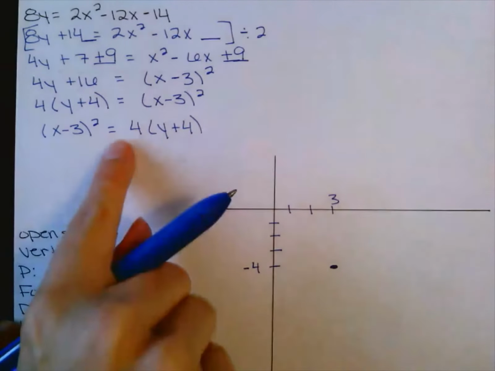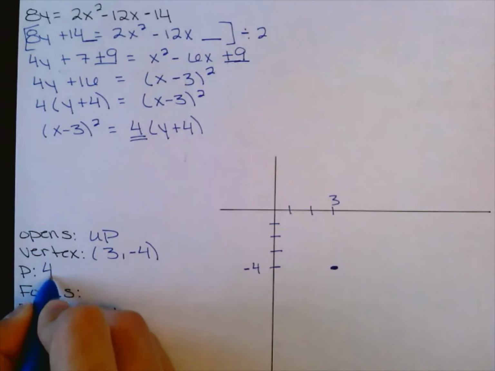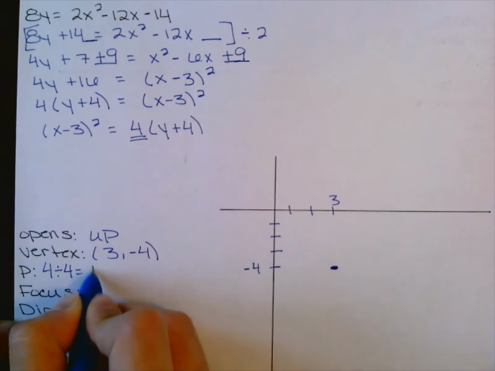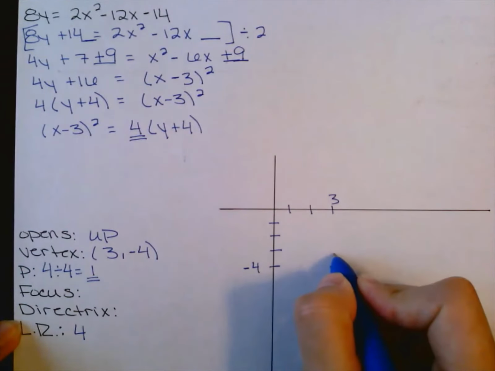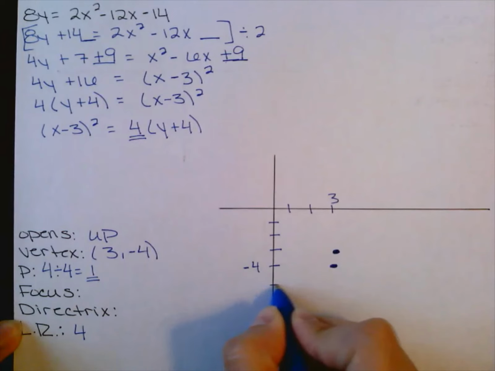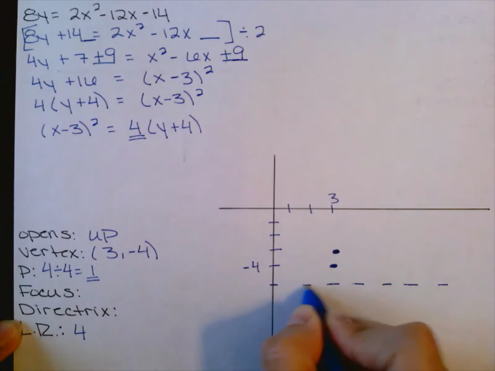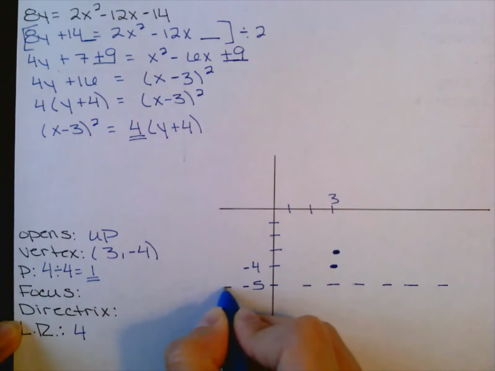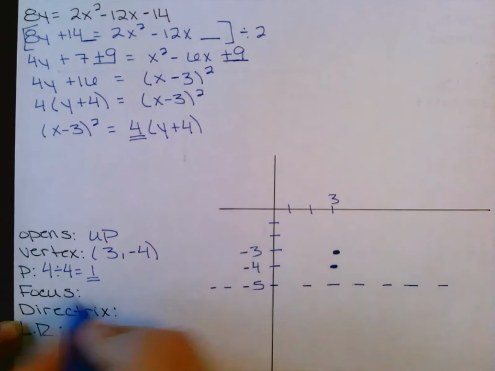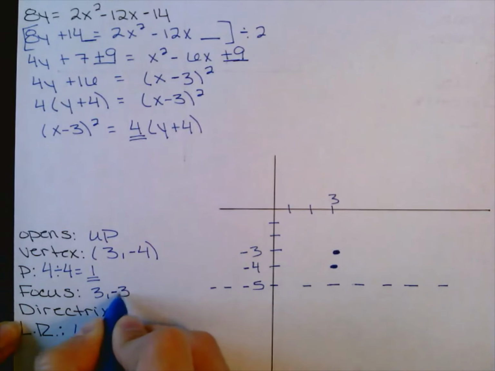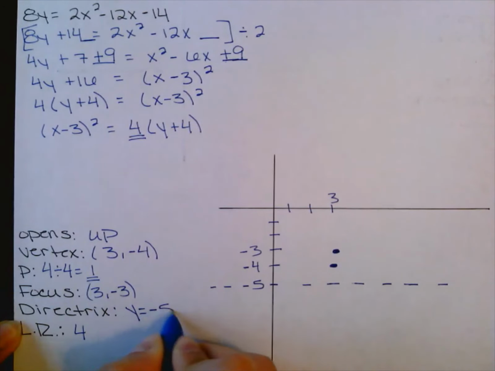Okay, my LR is a 4, which means to find my P, I just need to divide that number by 4. So if this is facing upward, I'm going to go 1 unit up for my foci and 1 down for my directrix. So I can see that my foci is located at 3, -3. My directrix is an equation of a line at y equals -5.